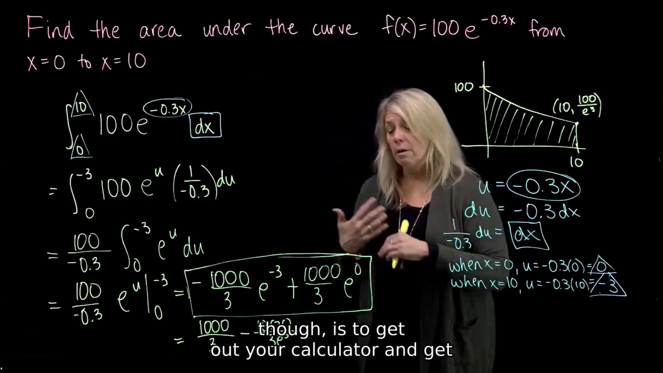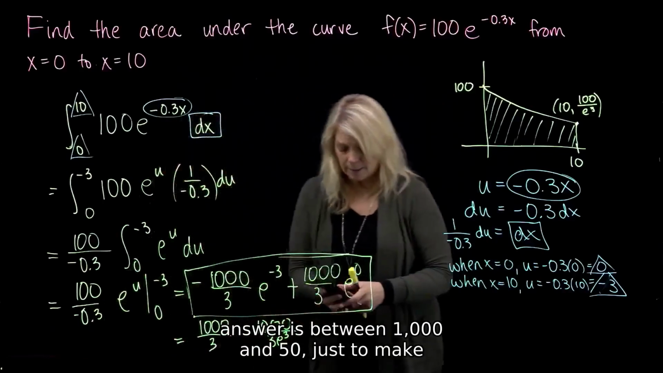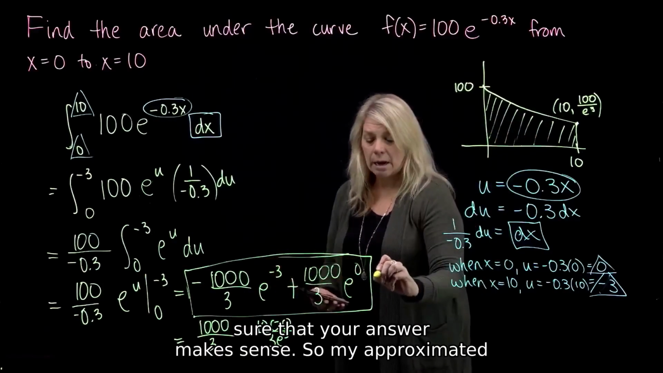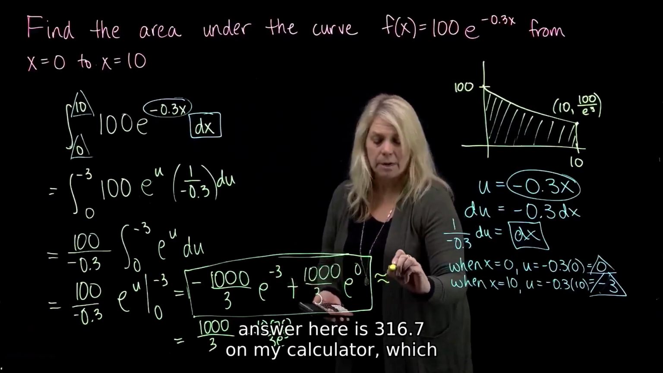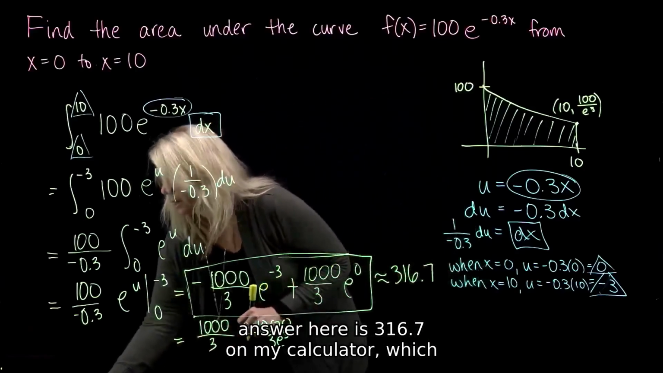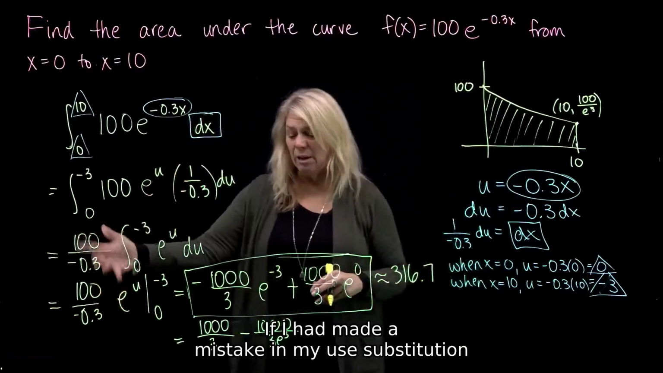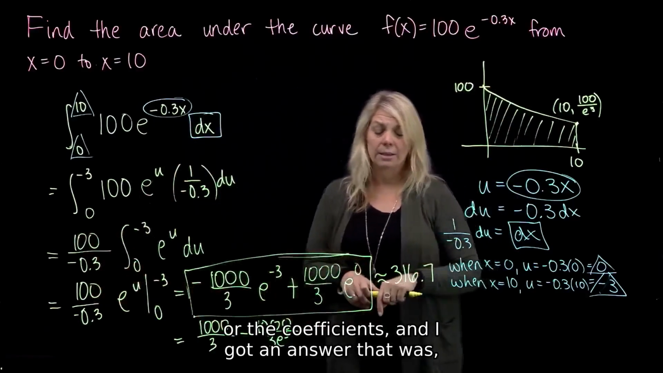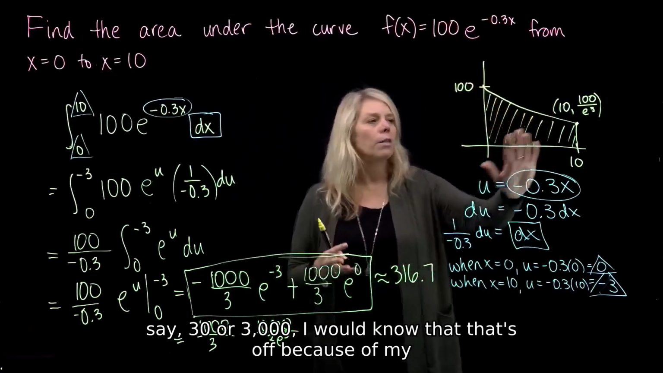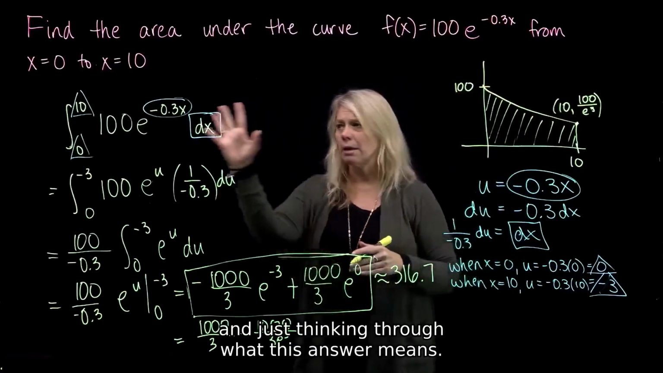What might be more useful, though, is to get out your calculator and get a decimal approximation for this to see if your answer is between 1,000 and 50, just to make sure that your answer makes sense. So my approximated answer here is 316.7 on my calculator, which makes sense based on my estimates at the beginning. If I had made a mistake in my u substitution or the coefficients and I got an answer that was, say, 30 or 3,000, I would know that that's off because of my initial picture that I drew and just thinking through what this answer means.